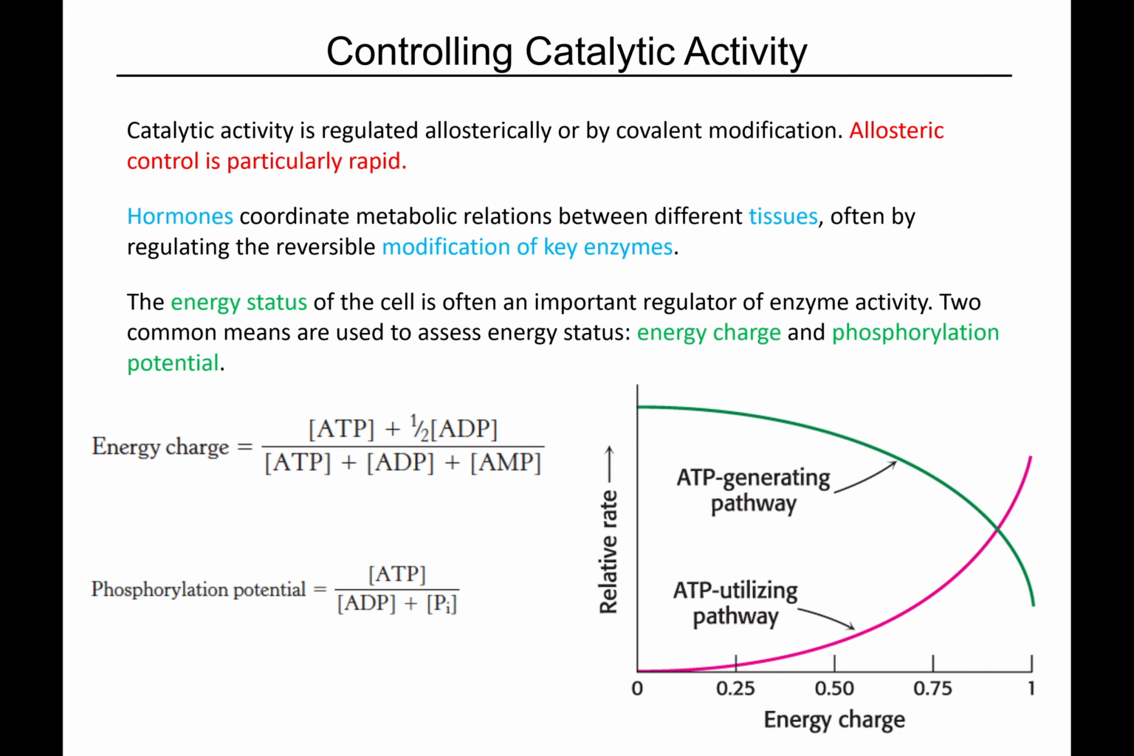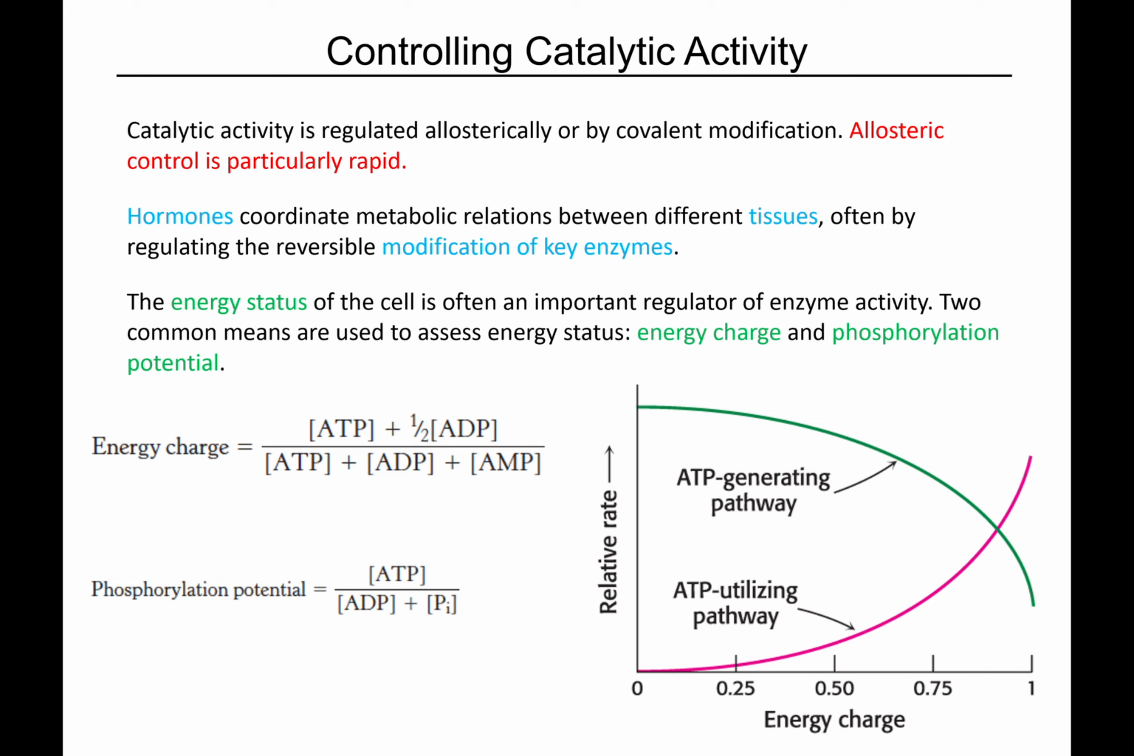Okay, and it ends up being a value from 0 to 1. If the value is 1, all of the adenosine is in the form of ATP, and we have a massive energy overload. If it's 0, everything is in the form of AMP, and we desperately need energy, right? And you can see here that when you look at the flux through pathways that use ATP versus flux through pathways that produce ATP, where they meet really gives you a good sense of what the cell wants this energy charge to be, right?